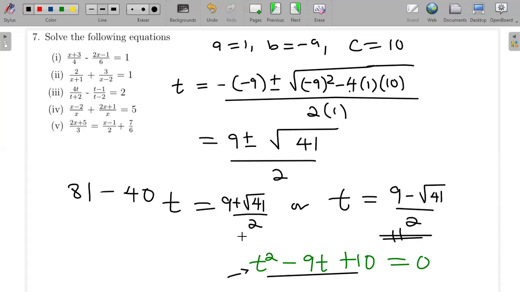So these are the two answers here. It can either be this one or that one. There is no problem. They're all going to work in that equation. All right, so let's look at part 4.